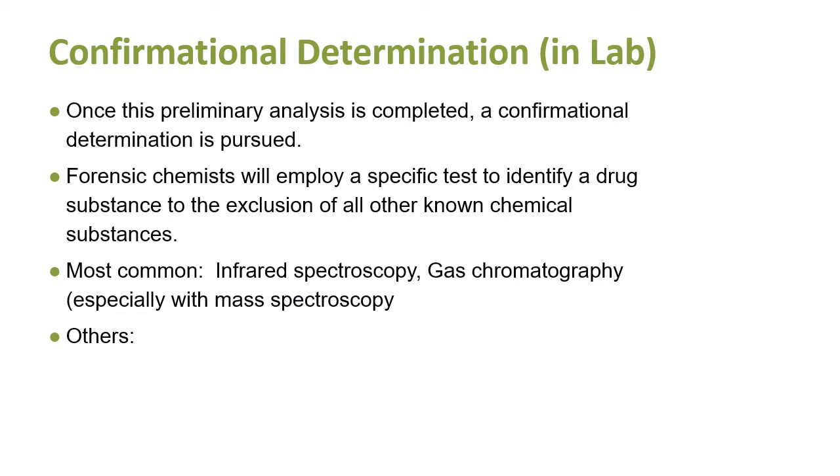So there are a couple of different ways we can do confirmatory determination. We're going to discuss the specifics of how these lab tests go. We can use a couple of spectroscopy methods and a couple of chromatography methods. Infrared spectroscopy is a very popular one, and also gas chromatography. Gas chromatography can be combined with mass spectrometry, and we are going to talk about this in the next section.